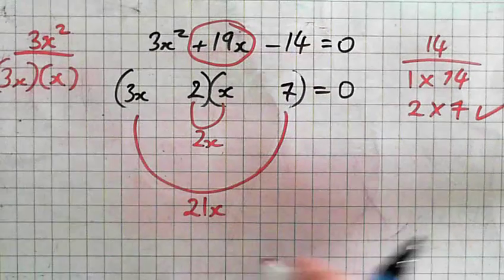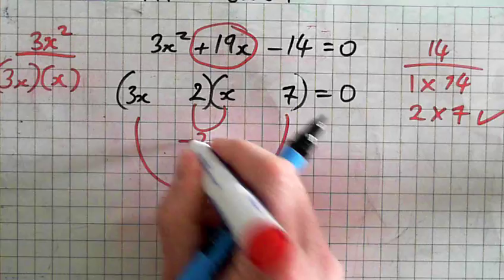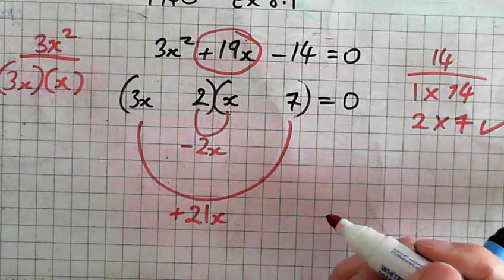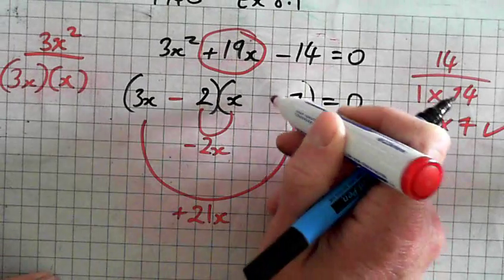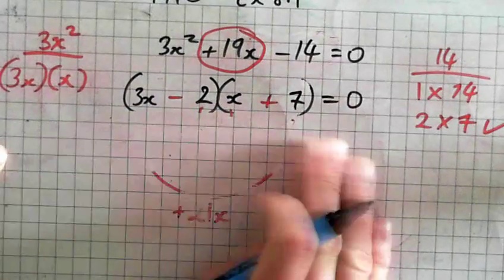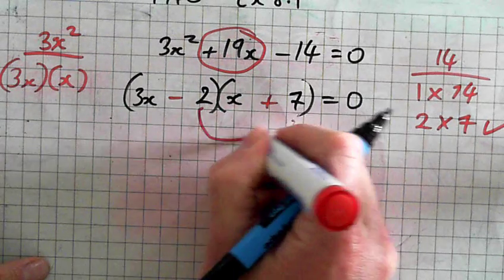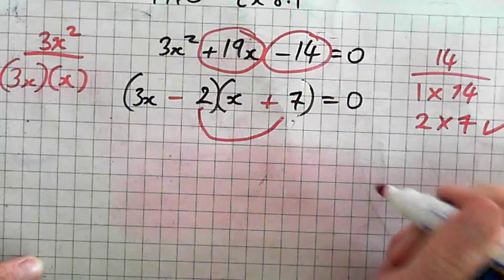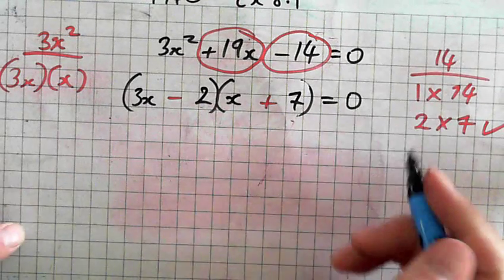Okay, how do I get plus 19? Take away: minus 2 and plus 21. Plus 21 minus 2. This sign goes left. This sign goes right. Test number 1 complete. Test number 2. Multiply these two. Do I get minus 14? Yeah. Minus 2 times plus 7 is minus 14.